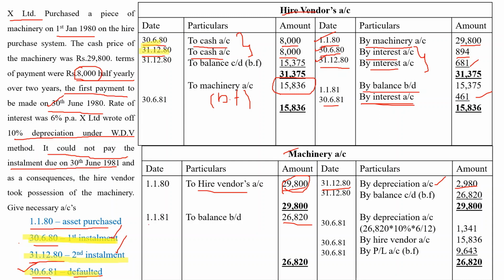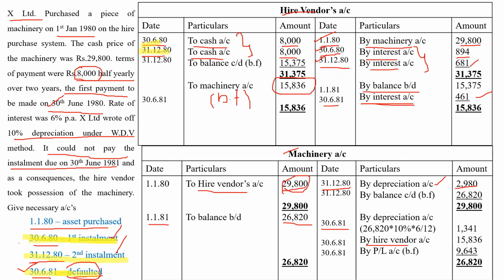Next year, 1981. In 1981 only the hire purchaser has defaulted in payment. When did he default? He defaulted on 30/06/1981, not whole year. Within 6 months itself, the payment was due and the buyer did not make the payment. So what should you do? What has been done? The seller took over the asset. The hire vendor took over the asset. But the asset is used by the buyer for 6 months. He used it till 30/06/1981 and then only the hire vendor is taking back the asset.